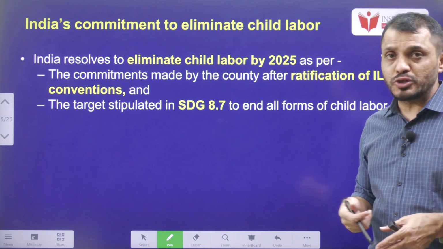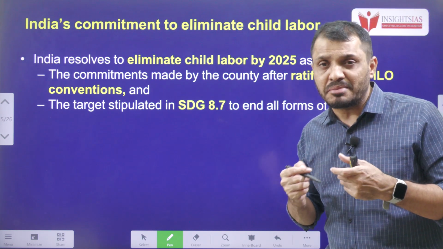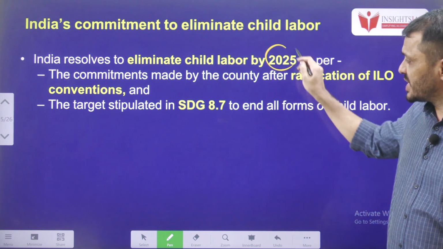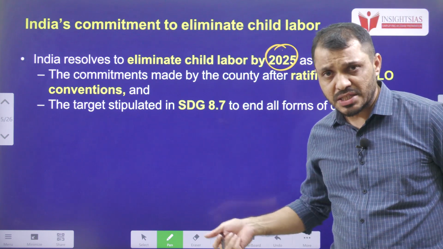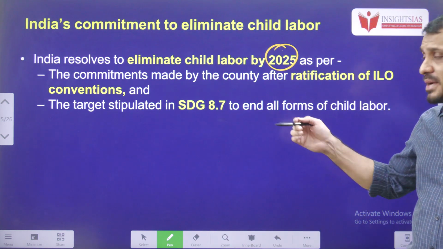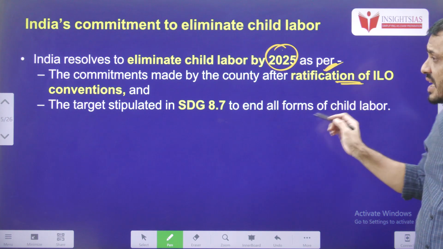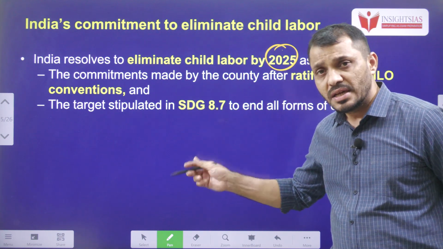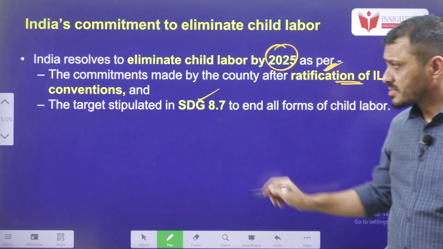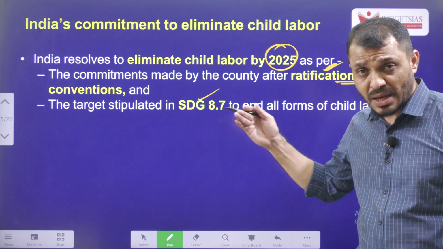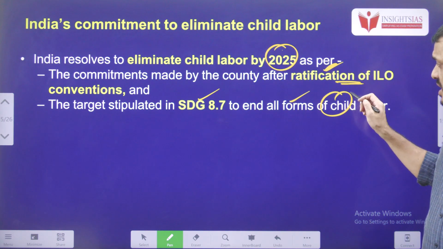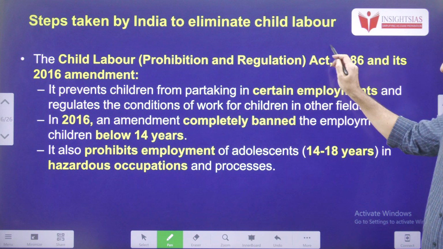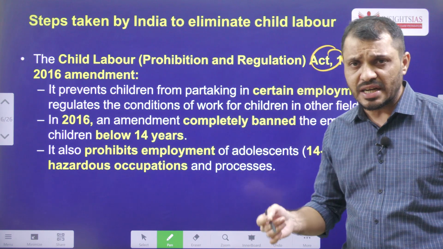Next, India's commitment to child labor. What kind of initiatives were taken by the union government? Let's see. India resolves to eliminate child labor by 2025, and according to that, the commitment made by the country is to ratify the ILO convention. We will discuss that ILO convention at the end of this video. India put a target according to SDG goal number 8, sub goal 7, to end child labor by 2025. This is their target. The Child Labor Prohibition Regulation Act 1986, it was amended in 2016, already I told you.